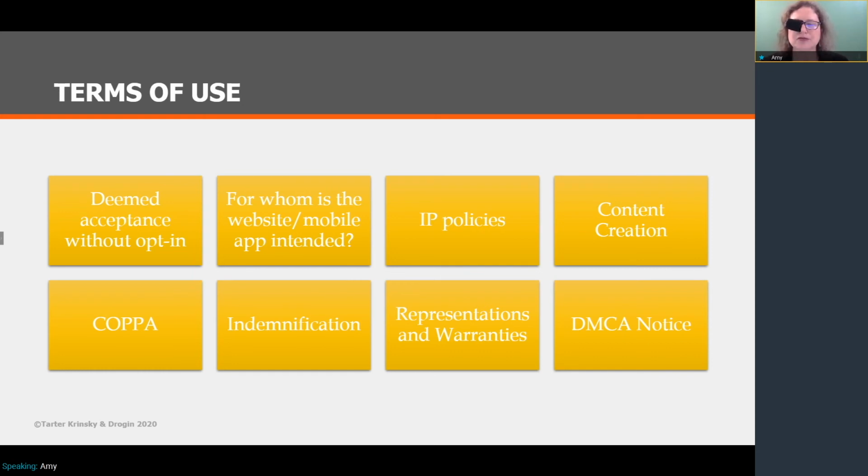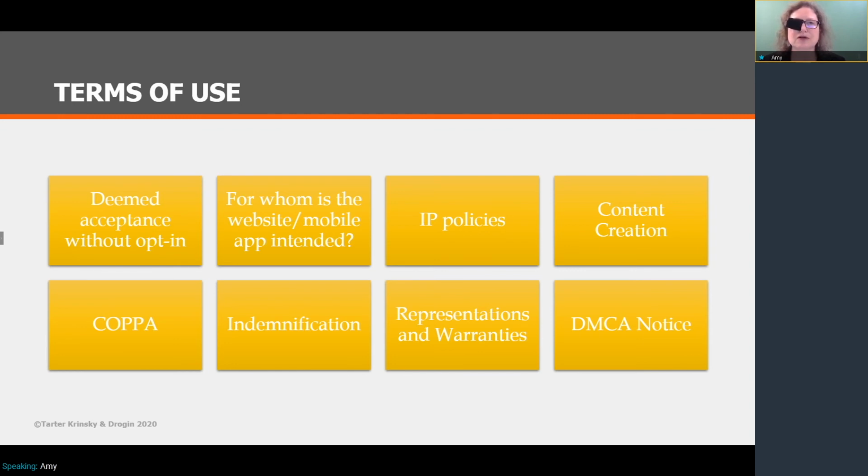Terms of use also set forth intellectual property policies, including, are you accepting content from your consumers? And how is that going to work? Who has the responsibility with regard to that content and whether it's original or not? Typically, in order to be covered by the safe harbor, you don't want to take responsibility for that content. You want the content creator to have full responsibility for that content.